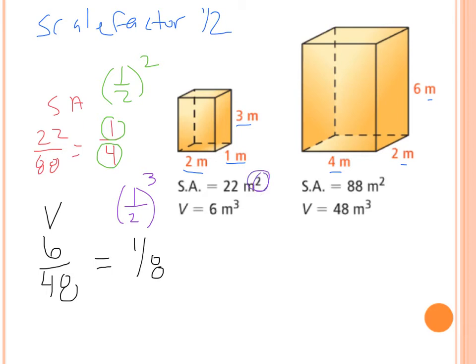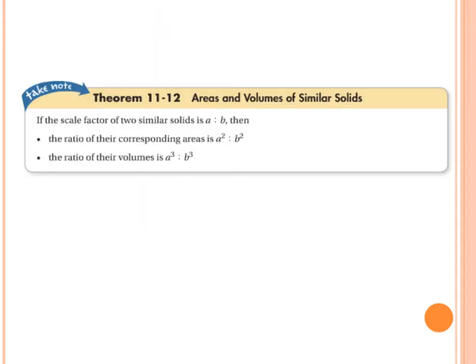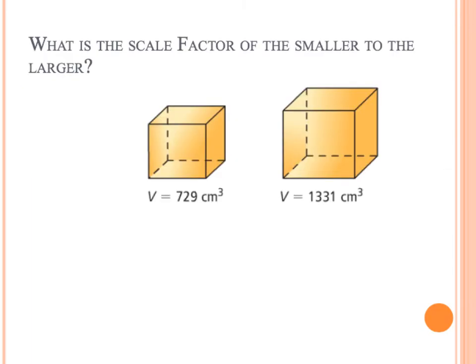Now it's not a coincidence. If you look at the units, area is always squared, volume is always cubed. So are the ratios of surface area and volume. If you want to write this down, you can. You do not have to. It's just, again, showing you that the area ratio is squared, the surface area, and the volume ratio is cubed.